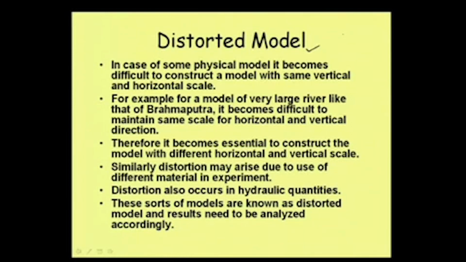Why? When we talk about similarity in length, or length ratio, we are saying that the length of the model and the length of the prototype have a particular ratio. But when we say the particular ratio means its horizontal length, if we reduce the same scale, then vertically also we are reducing it by the same scale.